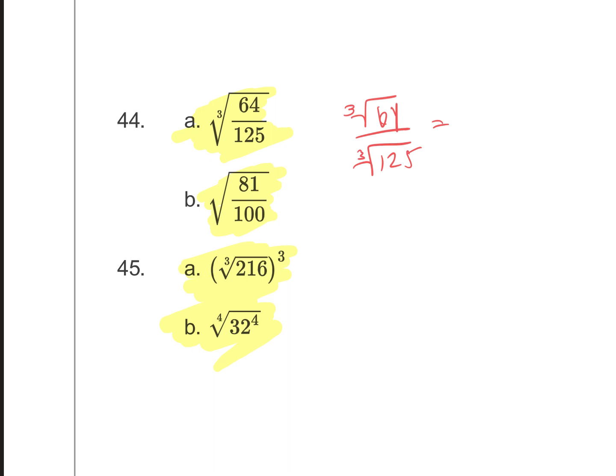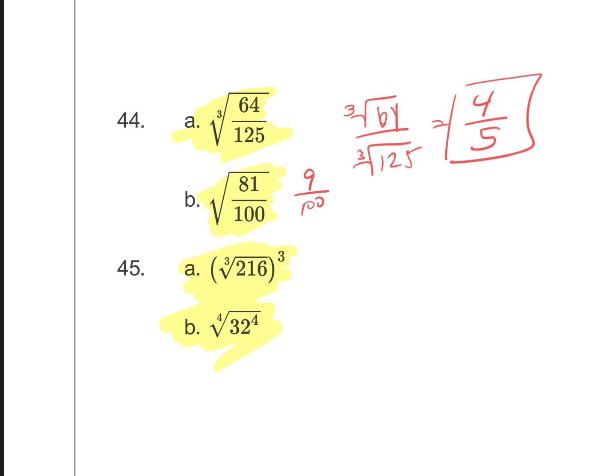A number times itself how many times? 3. What number times itself 3 times gives you 64? 4. What number 3 times gives you 125? There you go, guys. You don't need a calculator for something like that. You have really good brains that you guys can use. What's the simplified version of 44b? What's the square root of 81? 9. Square root of 100 is?